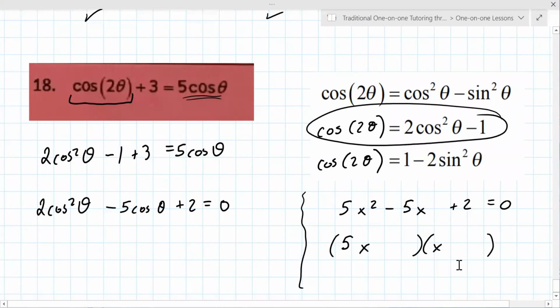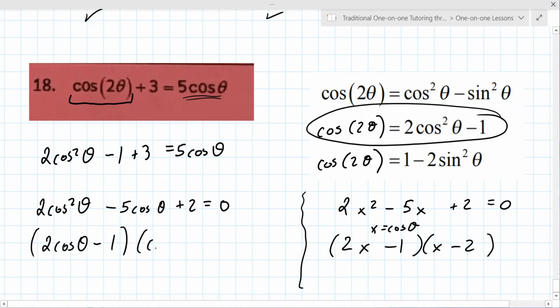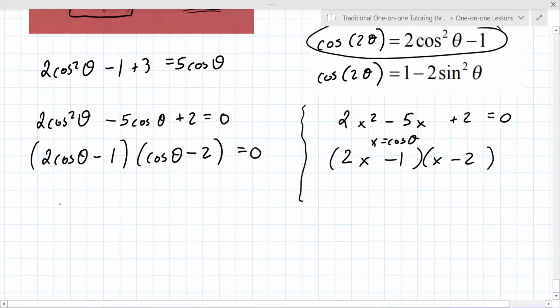This one, apparently, oh, I wrote the wrong number. It's 2. I was like, well, that ain't gonna work. So gotta get the right thing there too. So minus 1, minus 2. And so why does that matter? Well, we're basically saying x is cosine theta. So it's 2 cosine theta minus 1 times cosine theta minus 2. So cosine theta equals 1/2. Cosine theta equals 2.